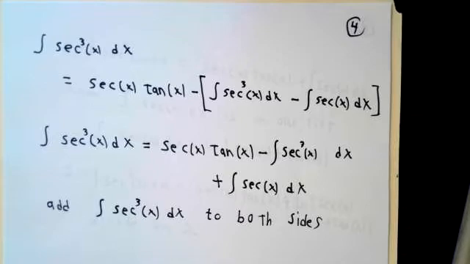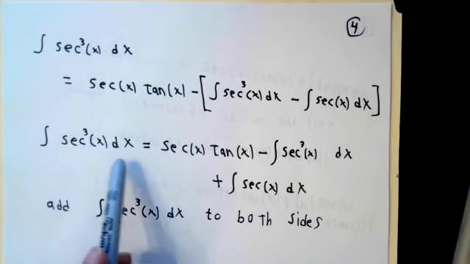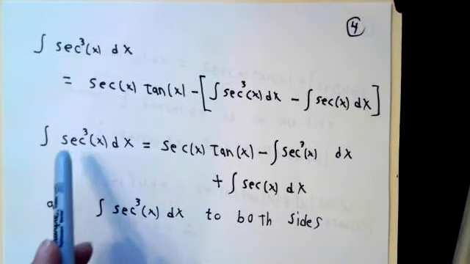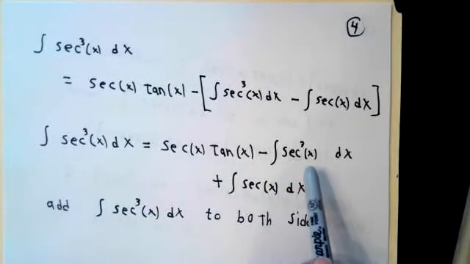Now, if you'll notice, the thing that you're looking for, the integral of secant cubed x dx, shows up on the left-hand side of this equation, but it also shows up on the right-hand side of the equation.